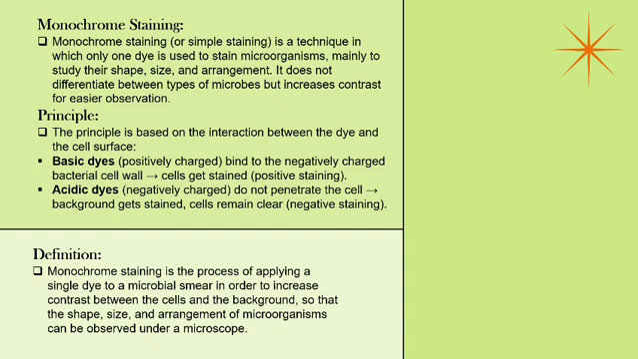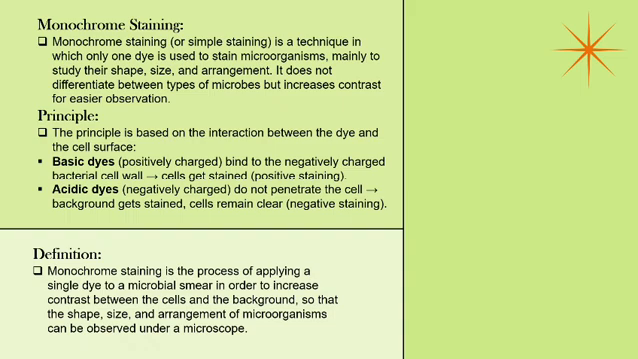The principle is based on the interaction between the dye and the cell surface, which has two types of interactions: basic dyes and acidic dyes. Basic dyes bind to the negatively charged bacterial cell wall. Cells get stained. Acidic dyes do not penetrate the cell. Background gets stained. Cells remain clear. It means in basic dyes only the cell gets stained but the background remains colorless, or you can say clear. In acidic dyes only the background gets colored but the cell remains colorless.